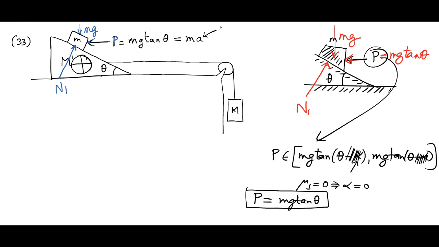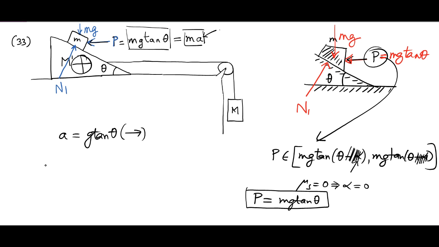So if MA, which we know to be the pseudo force's magnitude, is equal to mg tan theta, then small m will not slide with respect to capital M. Now that immediately tells you that M dash in the ground frame must have an acceleration of g tan theta, of course towards the right.